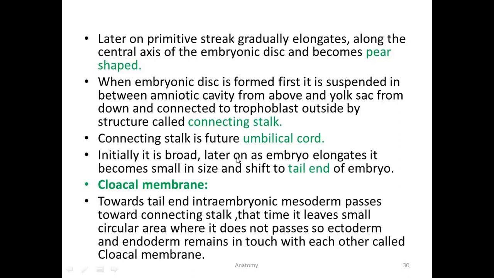Then coming to the cloacal membrane, we have already seen that. What do we mean by cloacal membrane? One thing is clear: it is toward the tail end. So it is the posteriormost end, we can say, of the primitive gut. Toward the tail end, the intraembryonic mesoderm passes toward the connecting stalk. At that time it leaves a small circular area where it does not pass. So ectoderm and endoderm, similar to the buccopharyngeal membrane, at the procaudal plate here also the intraembryonic mesoderm does not pass in between the ectoderm and endoderm. So both remain in touch with each other, and that is called the cloacal membrane.